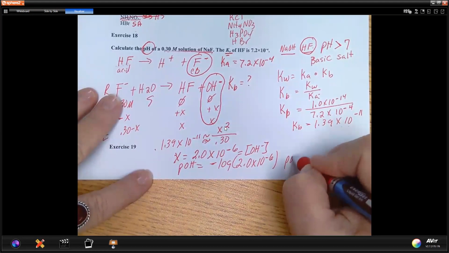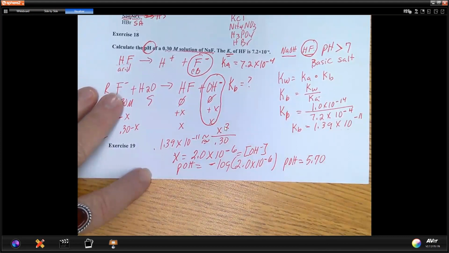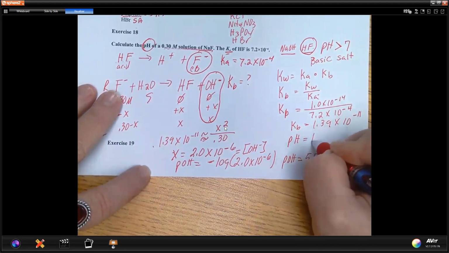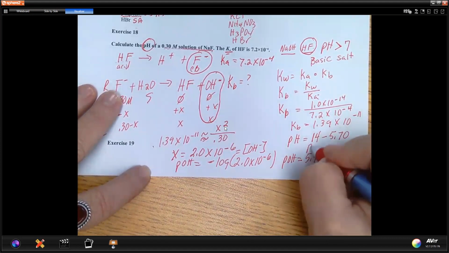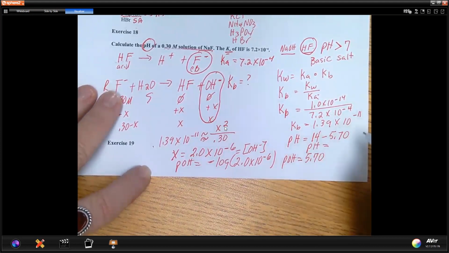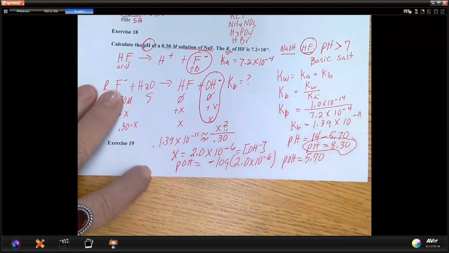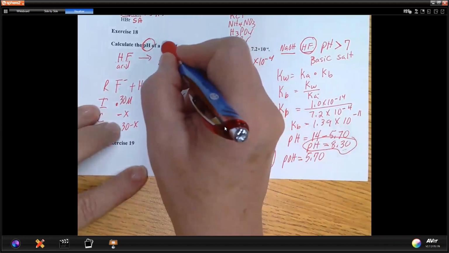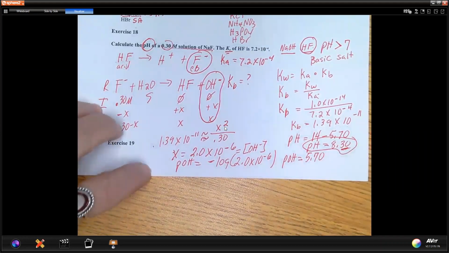So this gives me a pOH of 5.70. But I wanted pH, so I'm going to say pH is equal to 14 minus 5.70. So I end up with a pH equal to 8.30. And that would be my final answer. This is considered 2 sig figs. I look at my concentration, it had 2 sig figs. So I want my pH to have 2 sig figs. That means places behind the decimal.